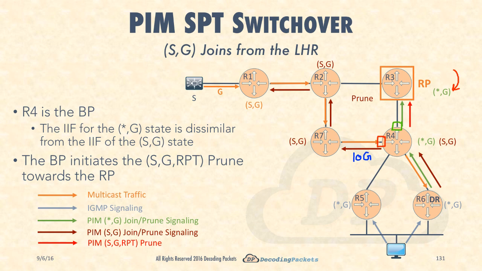There is an S comma G tree that goes from R1 to R2 to R7, sideways to R4, down to R6. And for any newly discovered sources that may register themselves at the RP, there is still that star comma G tree that goes from R3 to R4 to R6. So you're covering all the bases here. You're covering all of the new sources that may appear, but you are efficient when it comes to the already discovered source S. That brings us to the end of part 3 and to the end of the Advanced PIM Sparse Mode lecture.